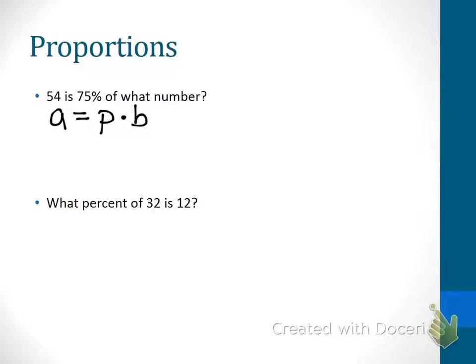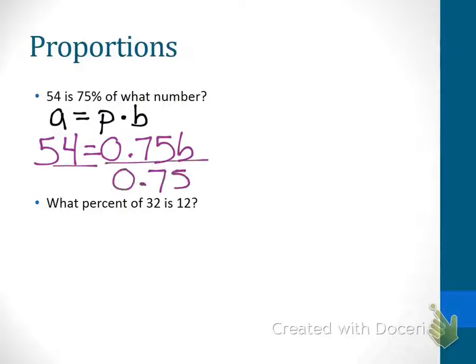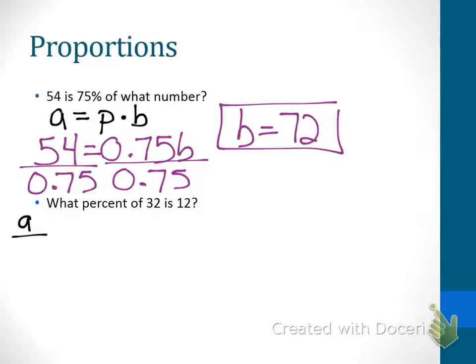So if it's A equals P times B, what is my A value? 54. What's my P value that I plug in? 0.75. Now how do I solve for B? Divide both sides by 0.75. B is 72.